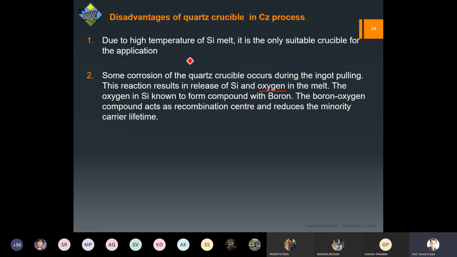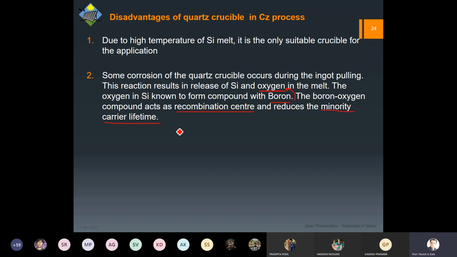And what happens is, as we are adding a dopant, especially boron, this boron reacts with the oxygen and forms B2O5, and such compounds can act as a recombination center. We'll talk about that in our next fundamentals of semiconductors. So due to this recombination, it reduces the minority carrier lifetime.